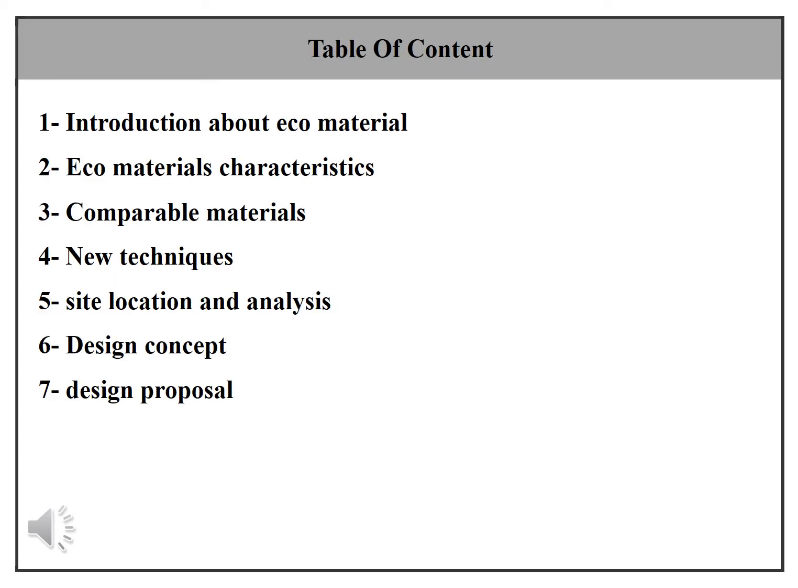This project is divided into two sections. First, a research about eco-material, and then a proposal design project. Within this research, we'll see an introduction about eco-material, eco-material characteristics, comparable different materials, and different new techniques. Then within the design project, we'll see site location and site analysis, design concept, and then the design proposal.